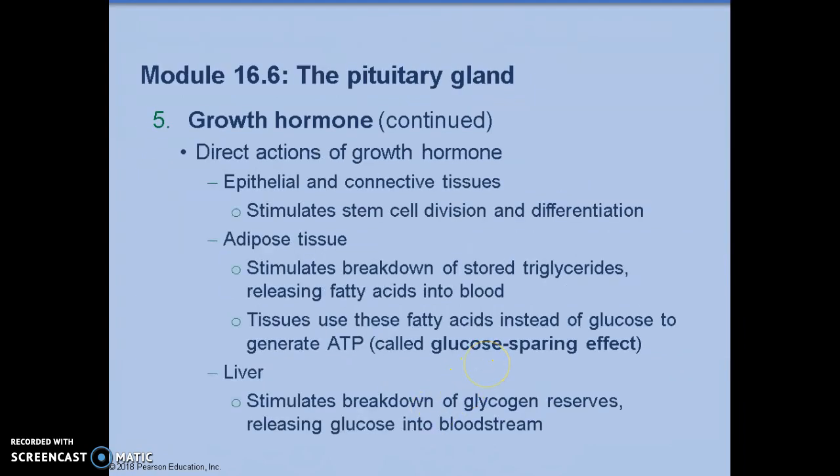The direct action would be to stimulate mitosis in both epithelial and connective tissue. In the adipose tissue, it stimulates the breakdown of stored fats, releasing them into the blood so they can be used for energy.